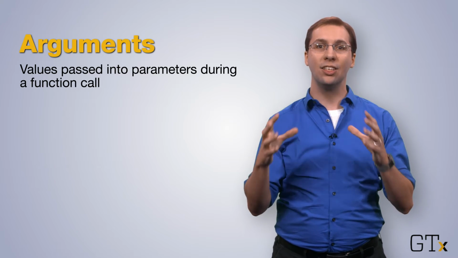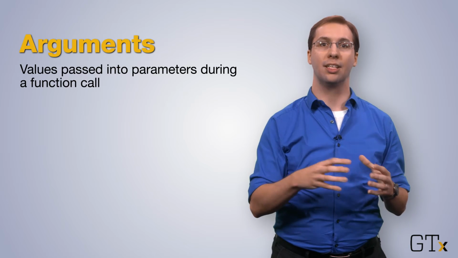This is nearly identical to variables and values. Variables are names which are assigned values. Parameters are variables for a function that are assigned values called arguments when the function is called. So parameters are like variables and arguments are like values.